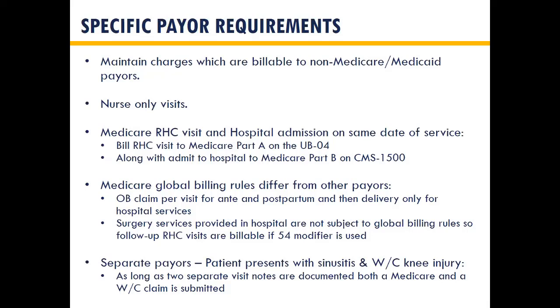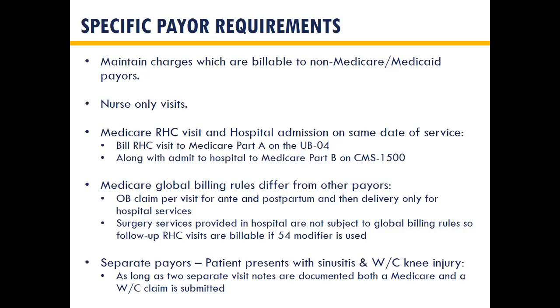You could also bill a hospital admission on that same date of service. So you might have a UB for your RHC and a 1500 for your hospital. Medicare global billing rules differ for RHCs from other payers. OB claims are billed per visit for the antepartum and postpartum, and then delivery only for the hospital service. So you can bill for all those antepartum and postpartum visits in your RHC and get your AIR rate, as long as when you bill for the delivery, either your provider or another provider, they are sure to bill it as the delivery only fee.